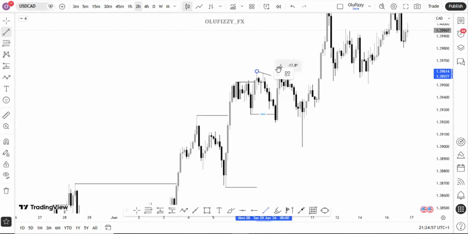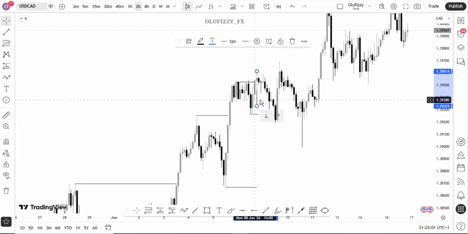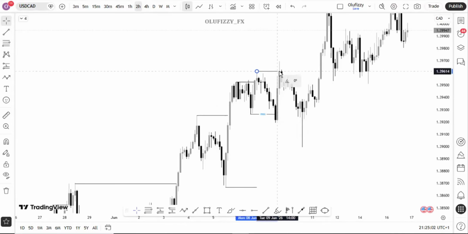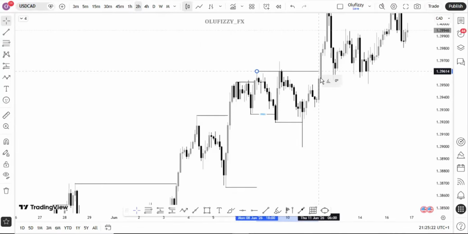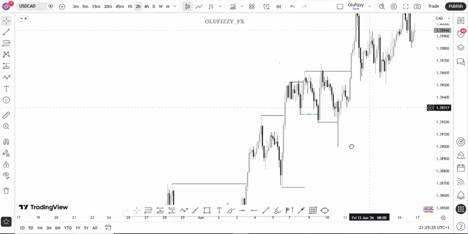Now you see that price still comes, okay, it doesn't break, but it sweeps it, and price comes again and sweeps this low again. So in this kind of market, in this kind of situation, price is just grabbing liquidity of those highs, but we don't have a true break until price finally comes again to continue the move to the upside.